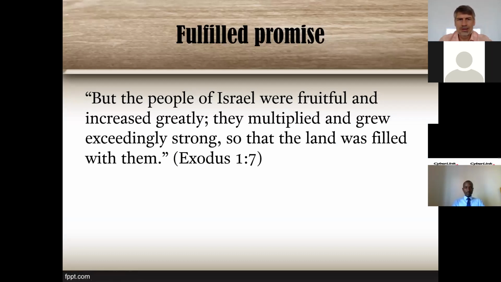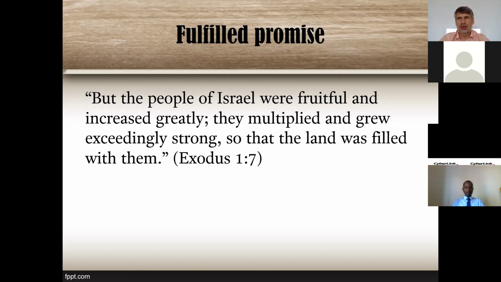What we can find already in the beginning of the book of Exodus: do you remember the main theme of the Pentateuch, partially fulfilled and partially non-fulfilled promises? So in the beginning of the book of Exodus, we can see that one of the promises has already been fulfilled. The people of Israel were fruitful and increased greatly. They multiplied and grew exceedingly strong, so that the land was filled with them.